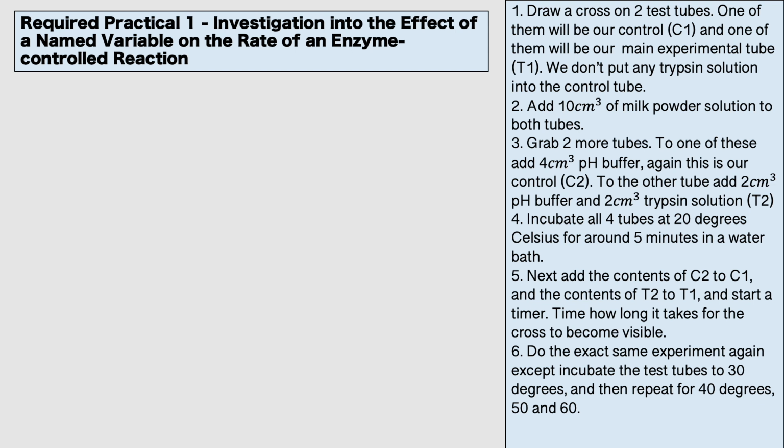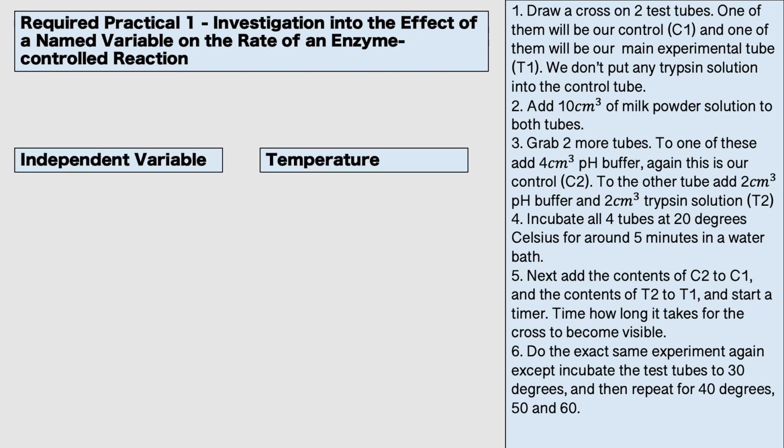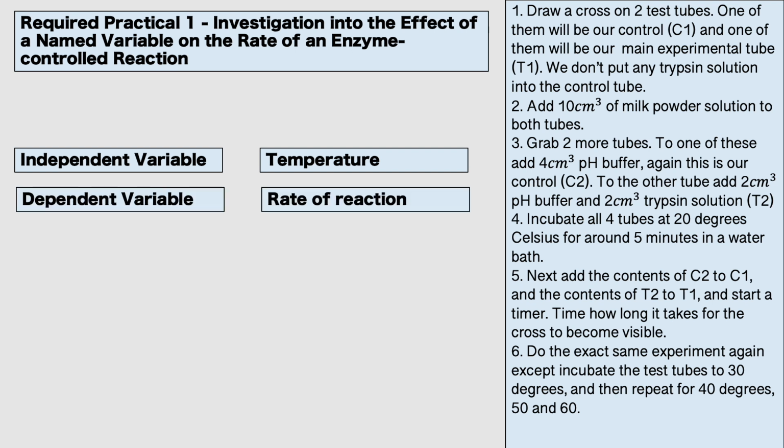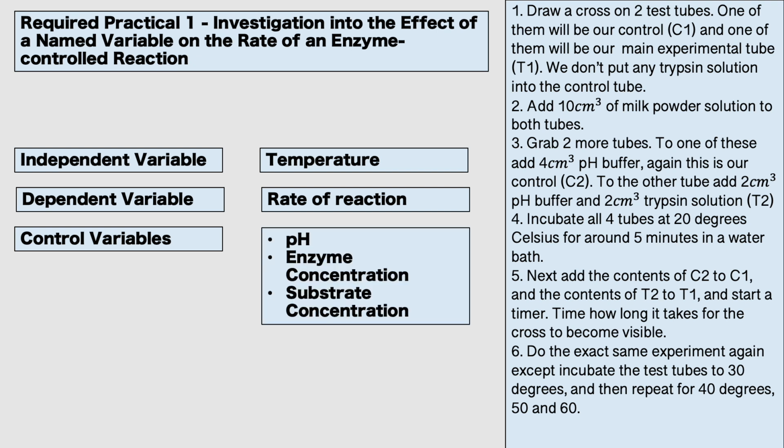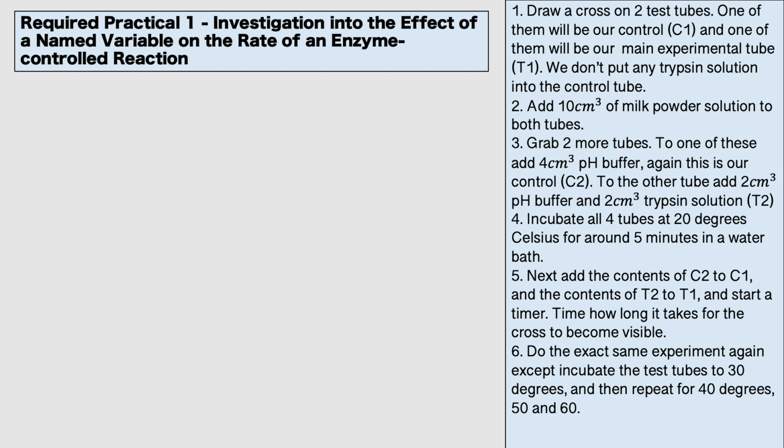The only practical associated with this topic is required practical 1, which is the investigation into the effect of a named variable on the rate of an enzyme-controlled reaction. The independent variable for this experiment is temperature, the dependent variable is the rate of reaction, and there are multiple controlled variables, so for example pH, enzyme concentration, and substrate concentration.